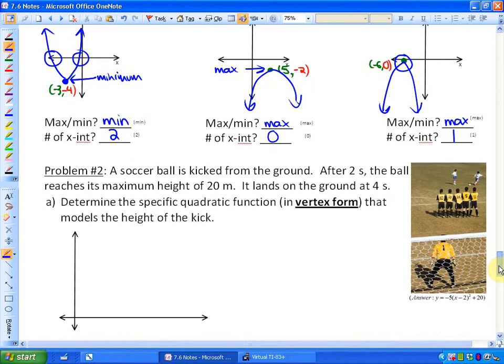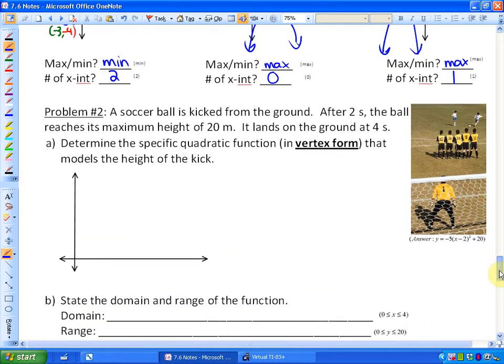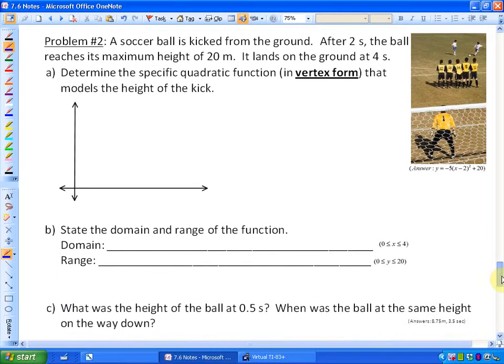In the next problem, we're going to be looking at a word problem. So the word problem states this. A soccer ball is kicked from the ground. After 2 seconds, the ball reaches its maximum height of 20 meters. It lands on the ground at 4 seconds. Determine the specific quadratic function in vertex form that models the height of a kick.